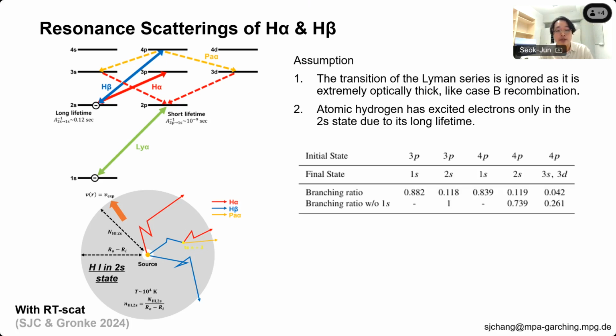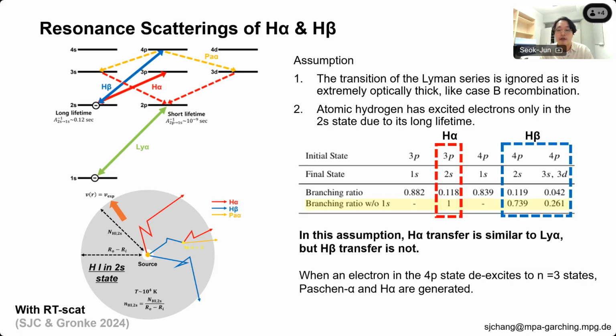Here is the branching ratio for H alpha and H beta. H alpha excites the electron from 2s to 3p, and in the case of H beta, from 2s to 4p. For H alpha, I only consider 3p to 2s, which is similar to the Lyman alpha process. For H beta, I consider multiple branchings to the n equals 2 state and n equals 3 states. This multiple branching makes H beta transfer differ from Lyman alpha.